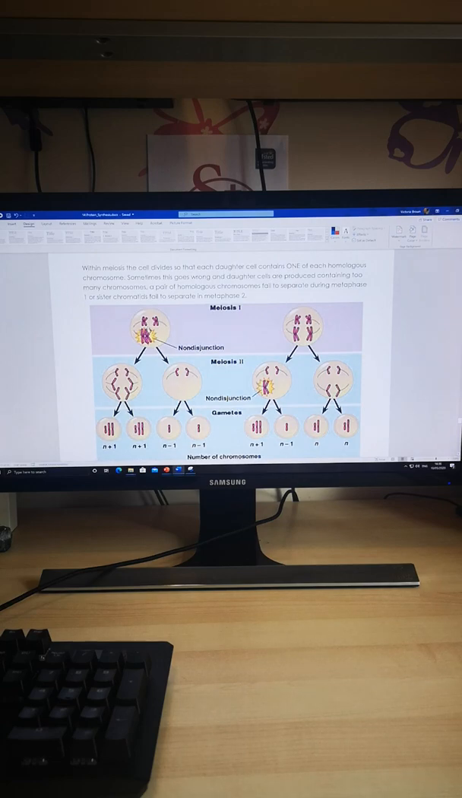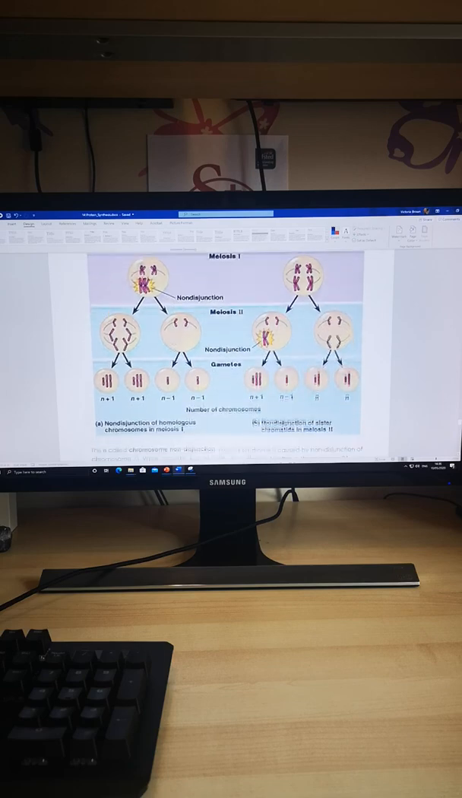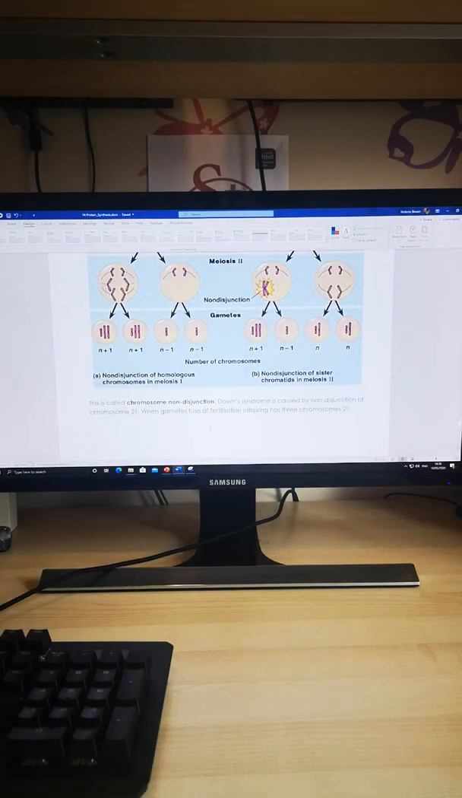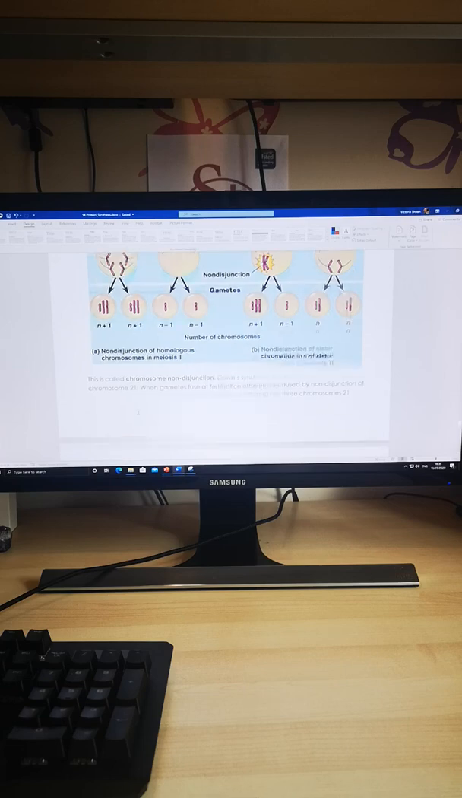Okay, but within meiosis, the cell division of each daughter cell contains 1 of each homologous chromosome. Sometimes it goes wrong and daughter cells are produced containing too many chromosomes. It may be a pair of chromosomes fails to separate in the first metaphase, or in the first anaphase really, or sister chromatids fail to separate in the second division. And you've got that lovely diagram. You do need to know just this one example, which is the Down syndrome example, non-disjunction of chromosome 21. So you end up with 3 chromosome 21s.